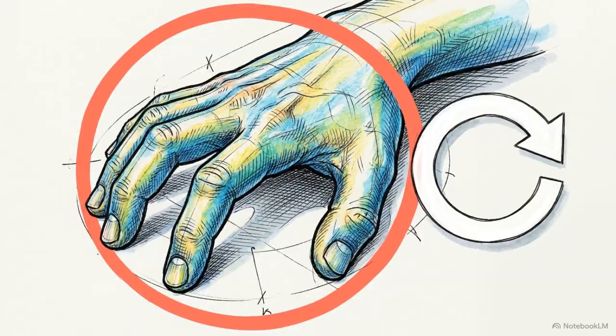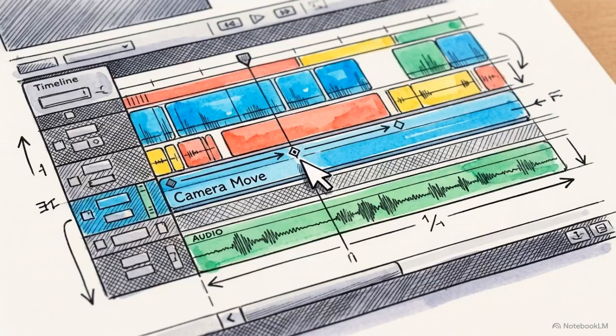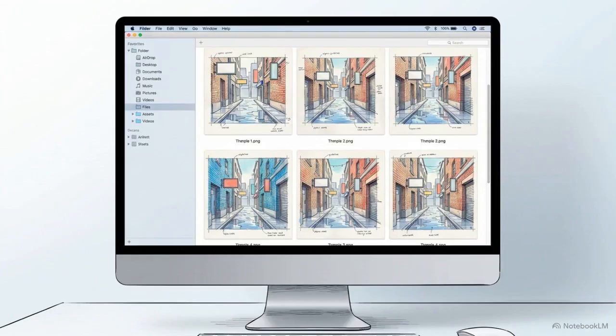If the character's hand renders poorly, you only regenerate the character. If the camera move feels wrong, you adjust the keyframes. By isolating the errors, your success rate rises dramatically.